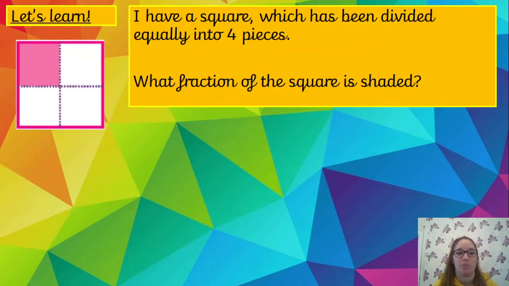Let's have another go. So I've got a square which has been divided equally into 4 pieces. What fraction of the square is shaded? Okay, so look at the square. What fraction is shaded? Think about the denominator. Think about how many shaded parts. Okay, and you can see that 1/4 of the shape is shaded. It's been divided into 4 equal parts and only 1 of the pieces is shaded.